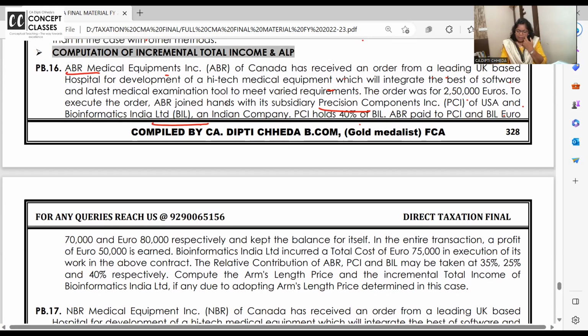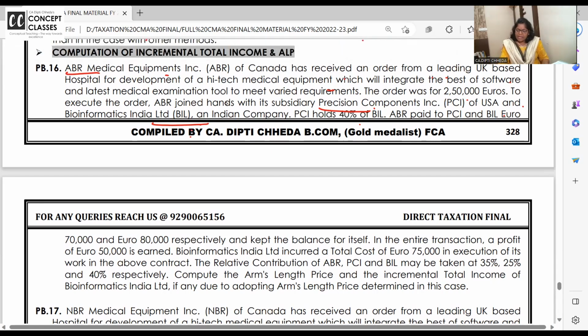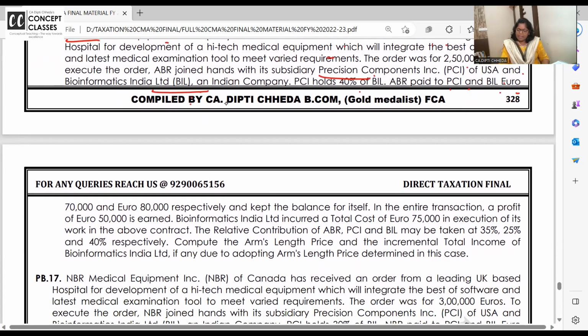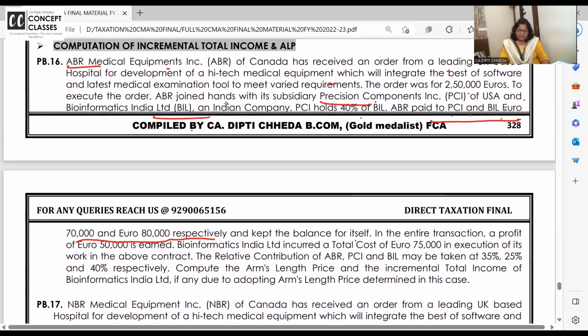Okay, PCI is holding in the BIL, subsidiary, sub-subsidiary, like that. ABR paid to PCI and BIL in euros. ABR ने क्या किया, PCI और BIL को यूरोज में पैसे दे दिया and kept the balance for itself, बाकी खुद के लिए रख लिए. ठीक है.